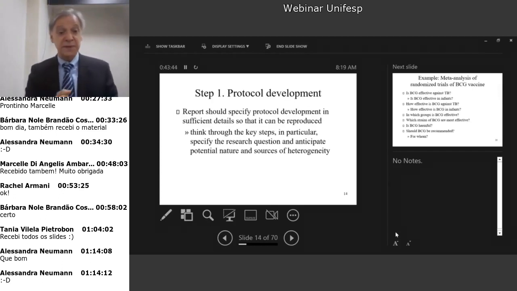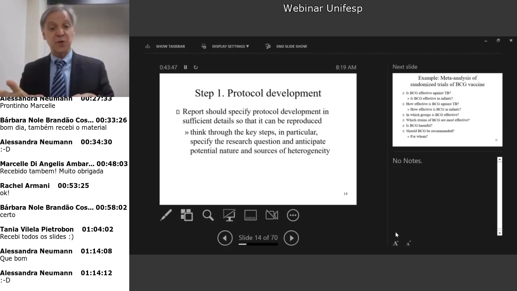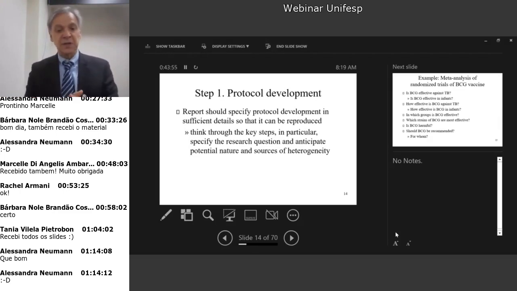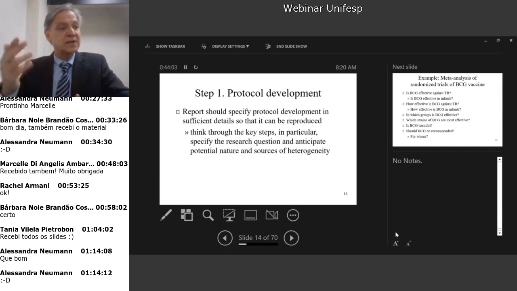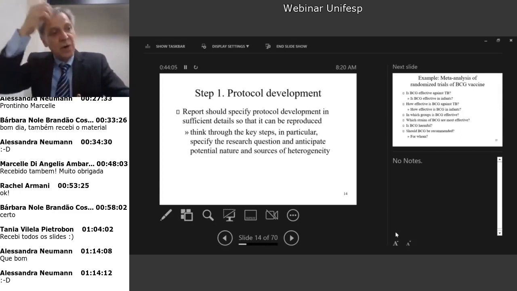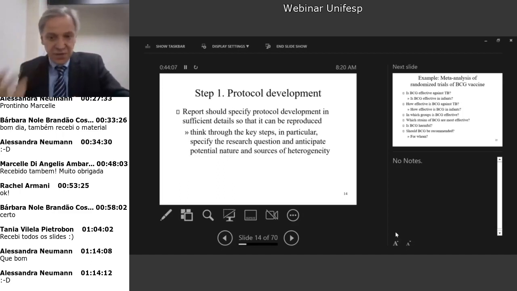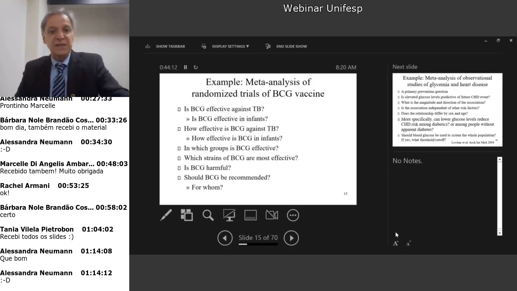So, protocol development. Reports should specify protocol development in sufficient detail. Think through the key steps, in particular specify the research question, and anticipate, we're going to give you an example, potential nature and sources of heterogeneity. Heterogeneity is just differences across studies, all kinds of differences, especially with regard to the main measure of effect or measure of association you're interested in. So, meta-analysis of randomized trials of BCG vaccine, that's an example.